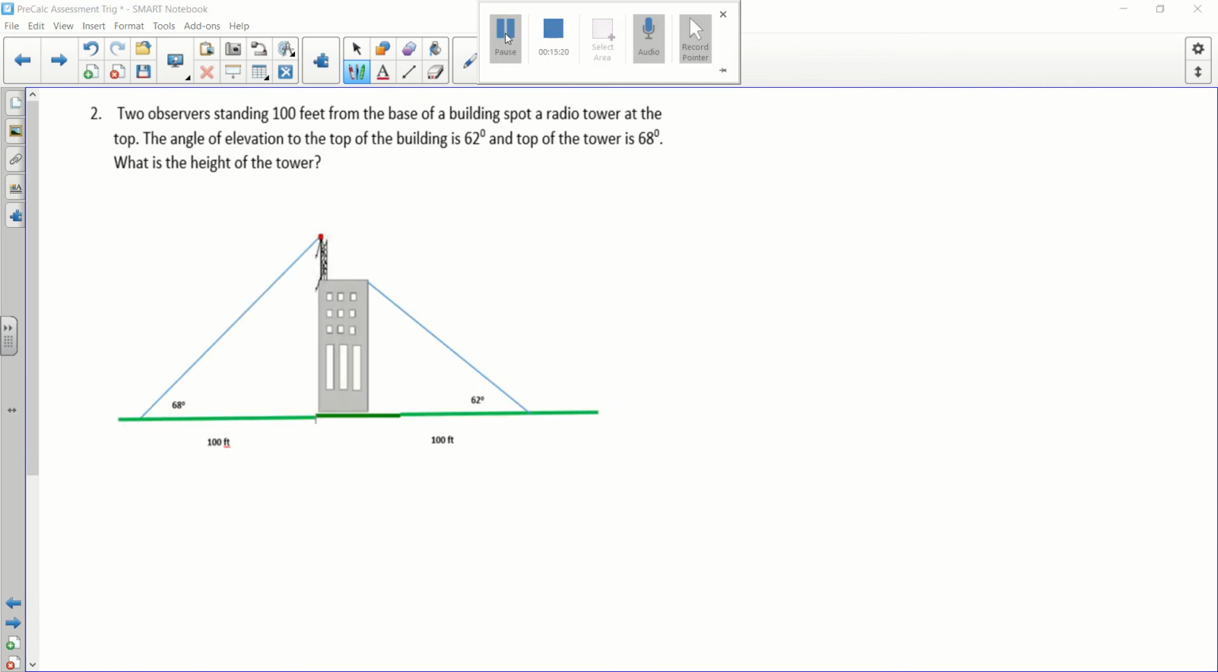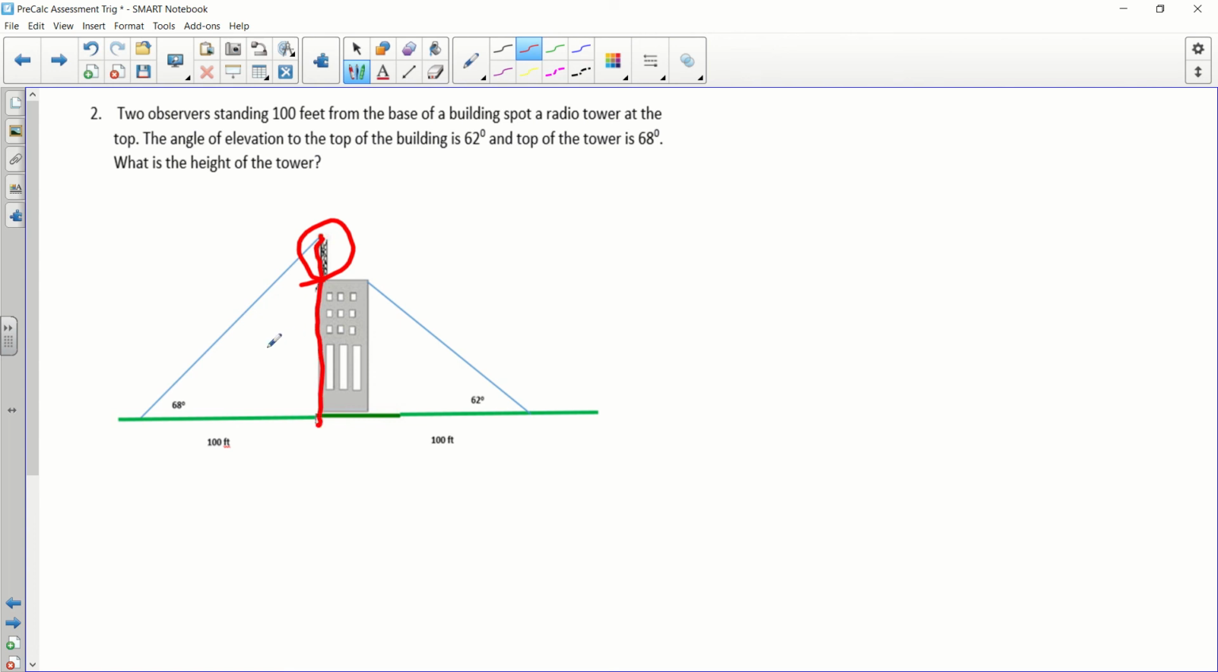And finally, you get two observers 100 feet from the base of a building. They spot a radio tower at the top. The angle of elevation to the top of the building is 62 degrees, and the top of the tower is 68 degrees. What is the height of the tower? So as I said in the intro video to the assessment, we are just looking for that height right there. I need to know this total height, so I'll call that X, and this total height, I'll call that Y.